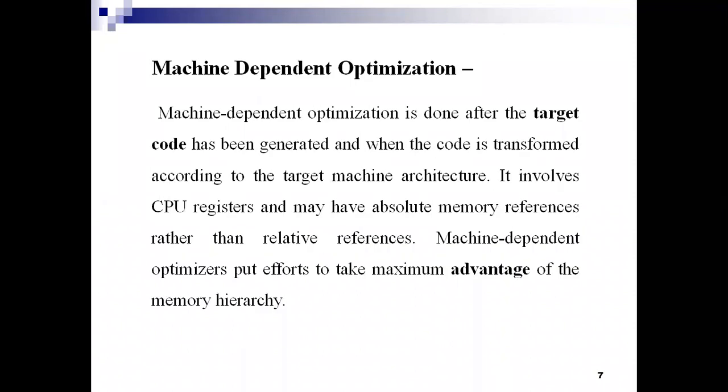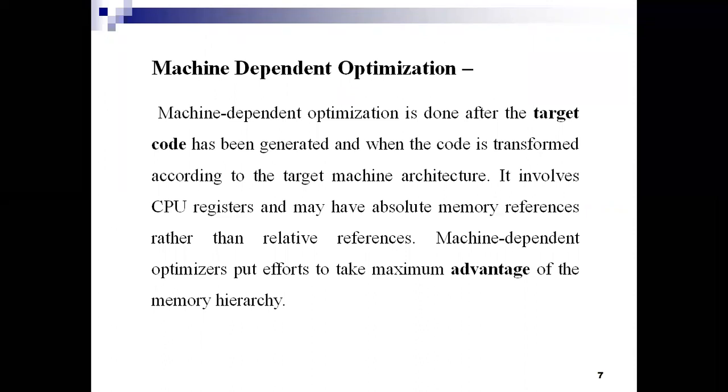Now coming to the machine dependent, the first thing is that it is done after the target code has been generated. The code is transformed according to the target machine architecture, whereas machine independent optimization does not involve any CPU registers and memory locations.